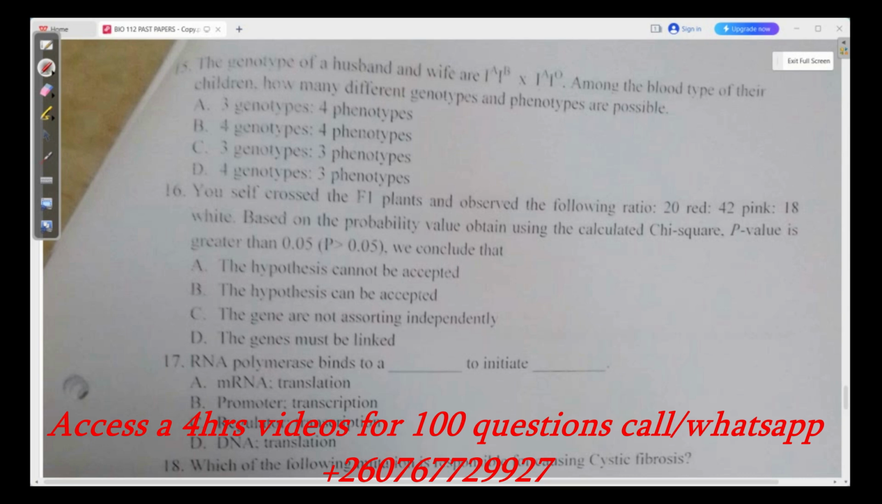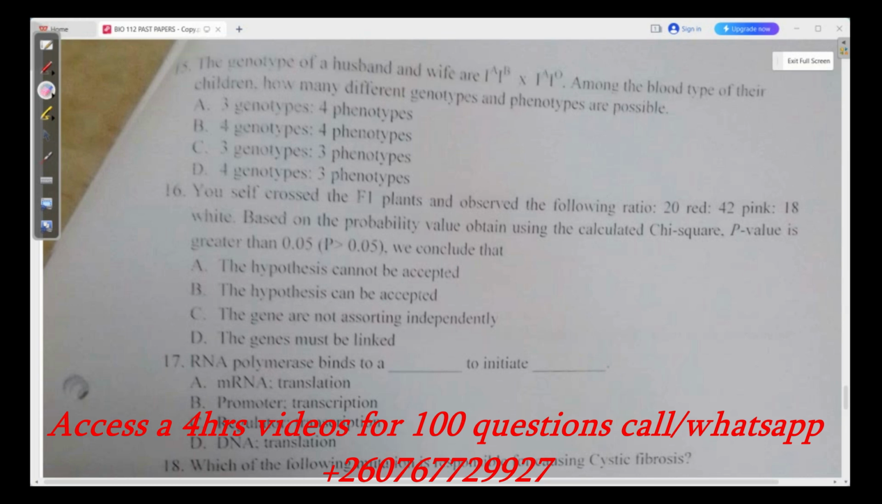Question 15. The genotype of a husband and a wife are, so we have a husband who is AB and the wife who is blood group A. O is recessive, so someone can only be blood group O if that individual has a homozygous trait like this. But when it is heterozygous, in this case, this will be blood group A.